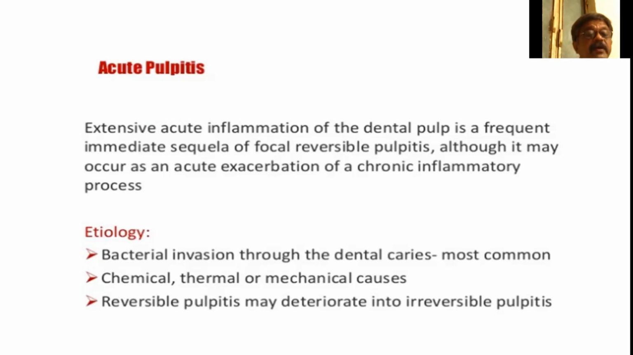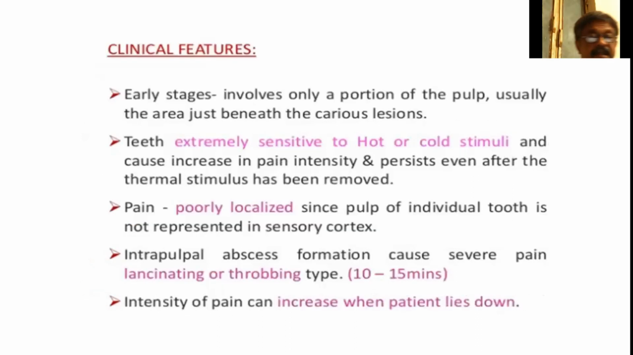Then we have reversible pulpitis may deteriorate into irreversible. जो भी reversible अगर untreated है, that can result in irreversible pulpitis, अगर उसको समय से हम लोग ने intervene नहीं करा तो. Then clinical features. Early stages involves only a portion of pulp, usually the area just beneath the caries ridge, है ना. शुरुआती इन्वॉल्वमेंट जस्ट जो एरिया होता है उसके नीचे, वहीं तक रहता है ये लिमिटेड.